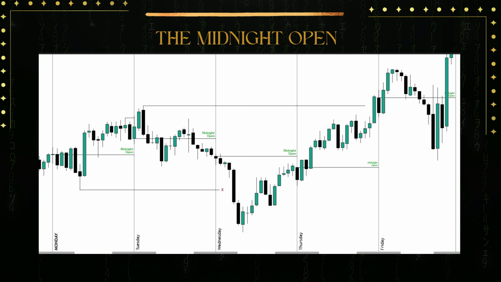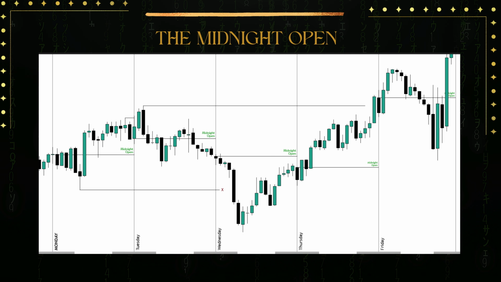Wednesday, we continue dropping, forming a low during the London session. New York retraces before distributing higher. The aggressive displacement from the midnight open signals that price is rushing to get somewhere. We take out Monday's low, form a new low, and begin expanding back up toward the midnight open.